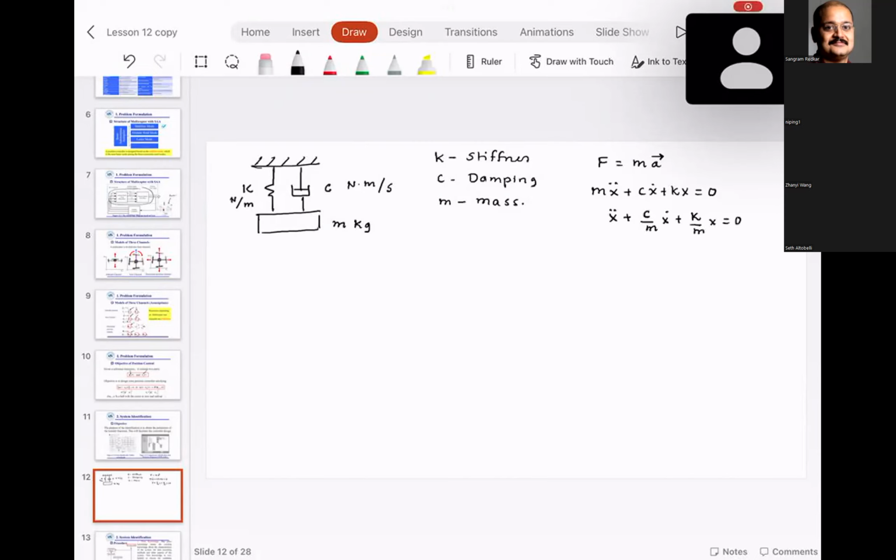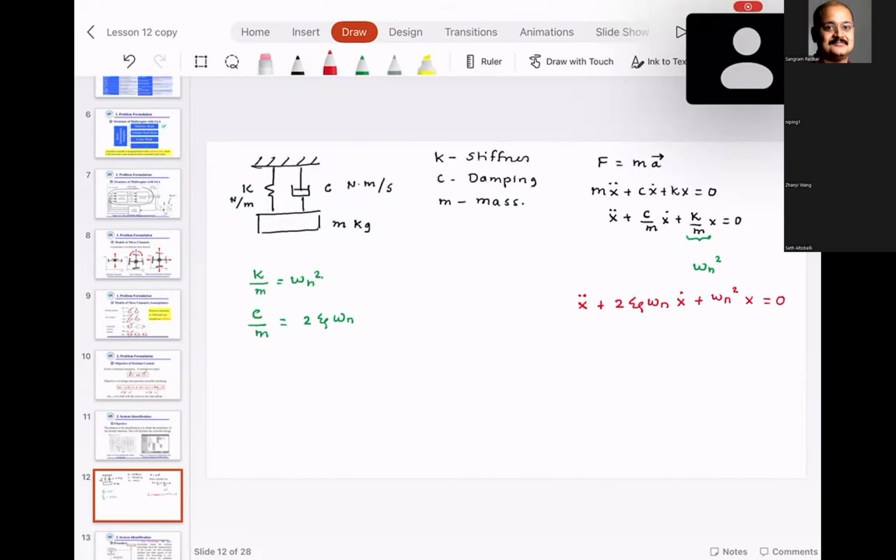And then I'm going to define k by m as something called omega n square. I'm just defining this: k by m is equal to omega n square. And I'm going to define c by m as 2 zeta omega n. And this is just what I'm defining. And when I rewrite this equation, it is going to become x double dot plus 2 zeta omega n x dot plus omega n square x is equal to 0.